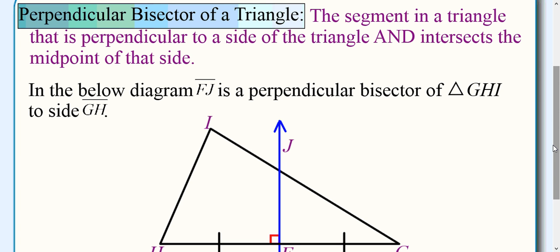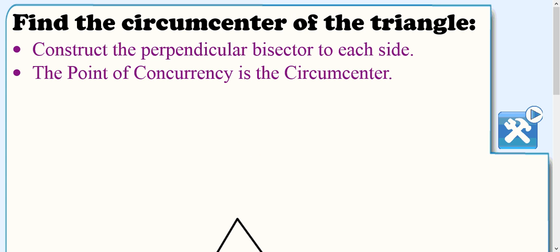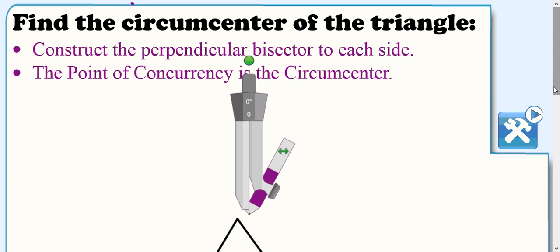Construction, which we're about to do, is that football-shaped construction. We're going to do that on all three sides of the triangle, and we'll draw all three perpendicular bisectors. They will intersect. They'll be concurrent. So that football-shaped construction. We get our compass, and on each side, we have to stretch it more than halfway.